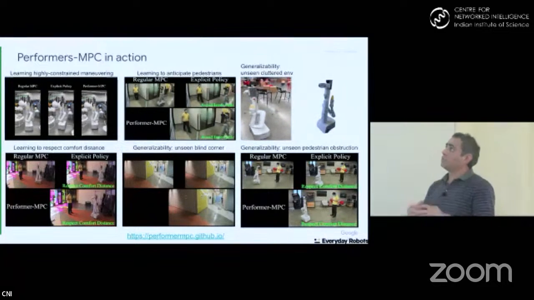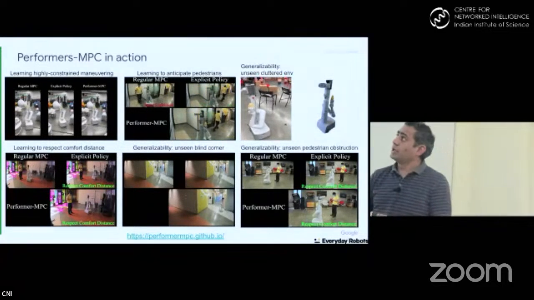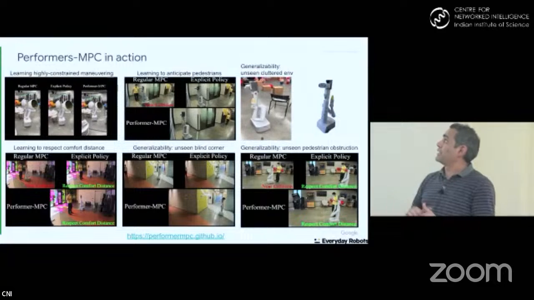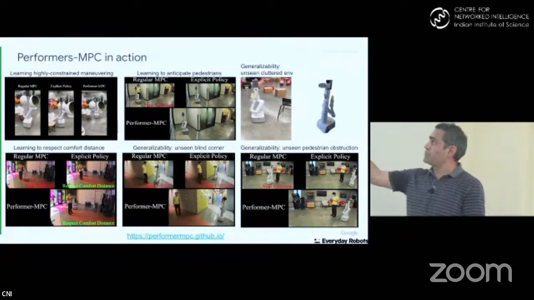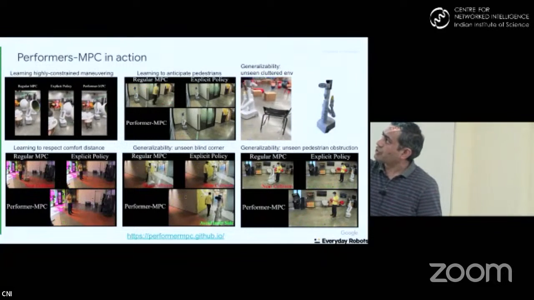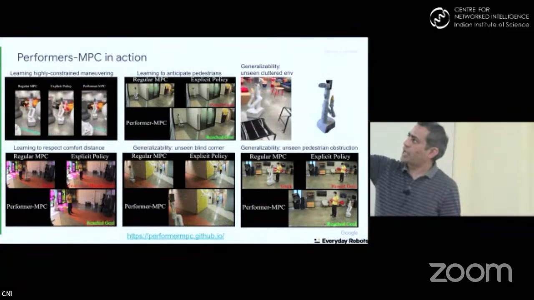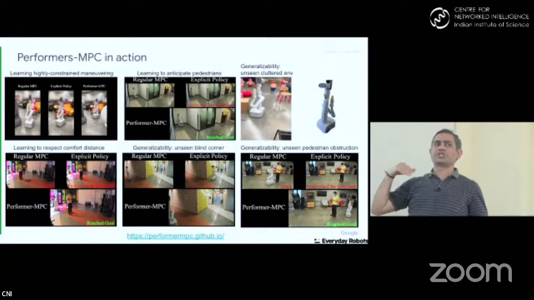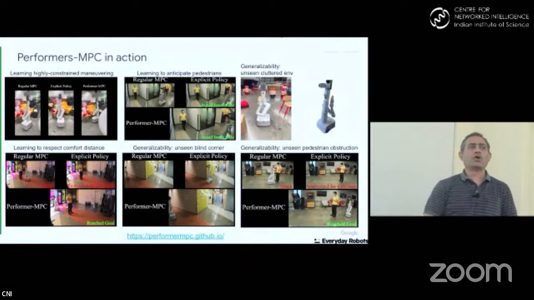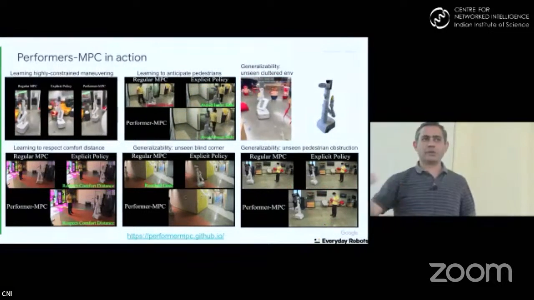And as a result, you can see that it works much better than just the MPC. You see three methods there. One is regular MPC, where there's no learnable cost function, and there's something called explicit policy. Explicit policy is just doing behavior cloning on the robot without actually having this component.